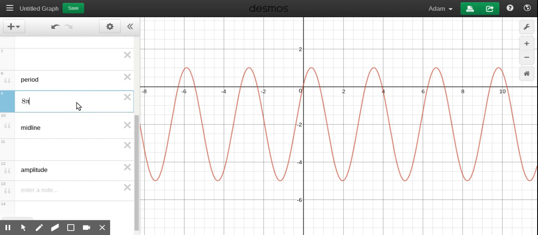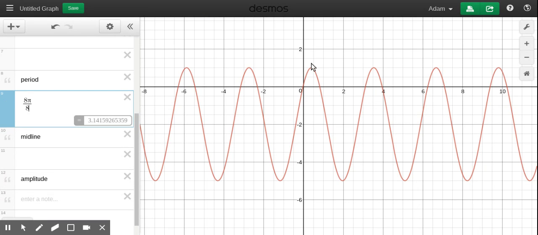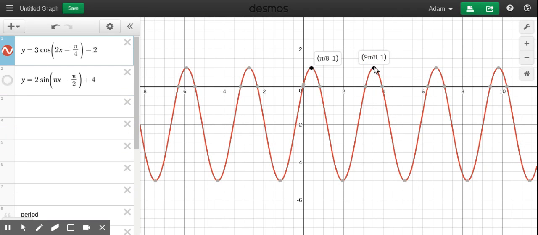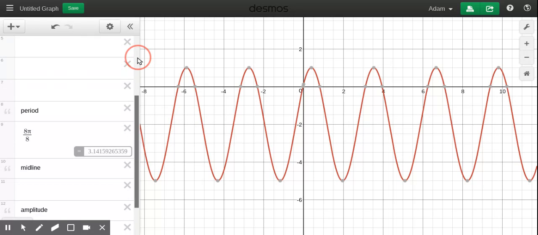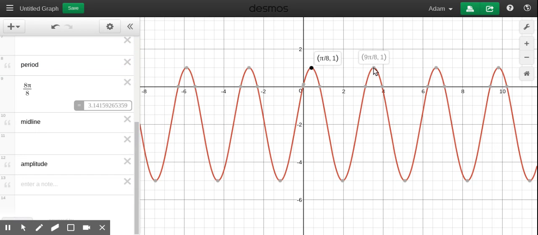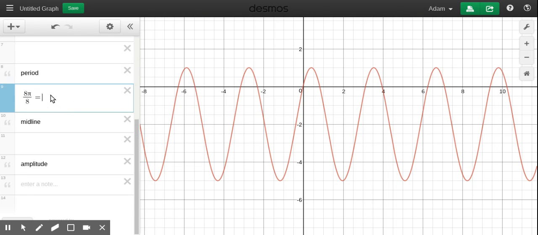So this distance from pi over 8 straight over to 9 pi over 8 shows me that we have a period of 8 pi over 8, right? So we have pi over 8 taken away from 9 pi over 8, giving me 8 pi over 8. But we can simplify that into just pi.